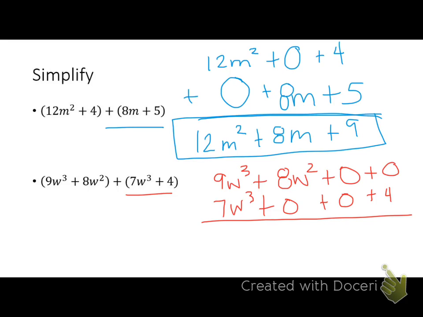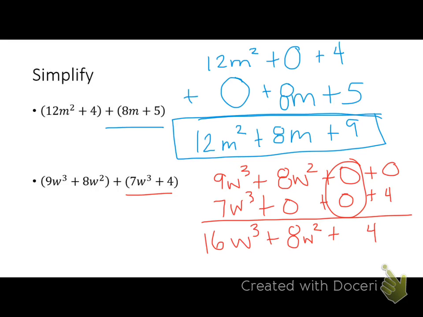So 9 plus 7 is 16, keep my w cubed, plus, I don't have anything to add with 8w, so I'll just keep the 8w. You are welcome to put the 0 in there, but because I'm not adding anything together, I'm just going to leave it off. And then 0 plus 4 is 4. So now that polynomial is in standard form, my highest degree is 3, so it's a cubic. And I have 3 terms, so it is a trinomial. Still bringing that vocabulary back into play.